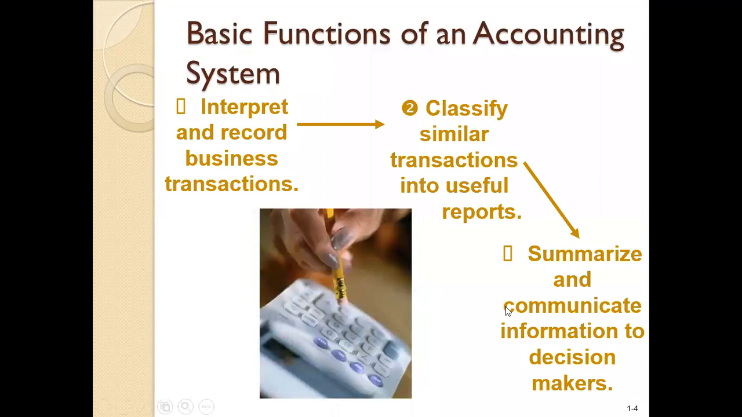Now, what are the basic functions of an accounting system? It is to interpret and record business transactions, to classify similar transactions into useful reports, and thirdly, it is to summarize and communicate information to decision makers.